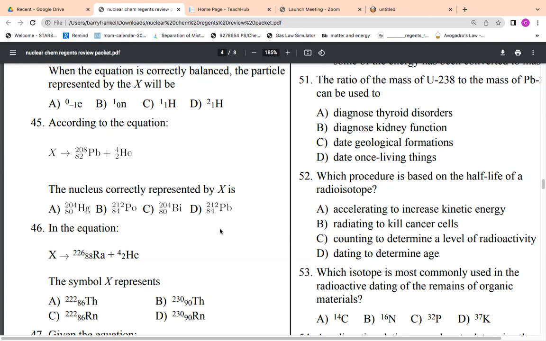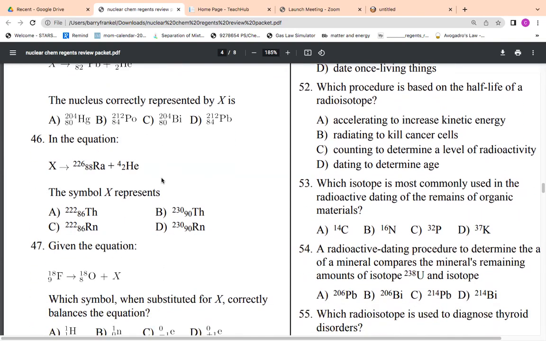All right. 46. In the equation, another one just like the last one. Again, we've got an alpha decay, and we're not given the reactant. So we need to figure out what the reactant is. I can see here on the product side, the top equals 226 plus 4. So the top should be 230. And the bottom needs to add up to 90.